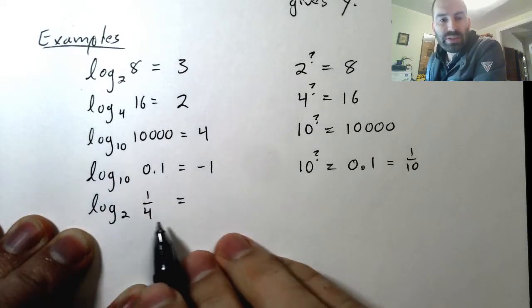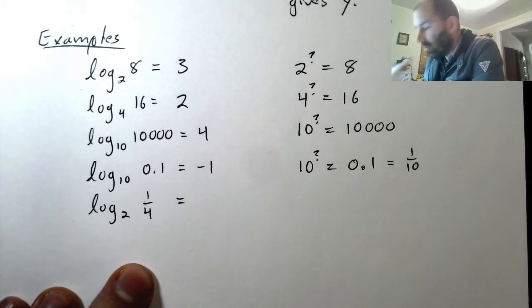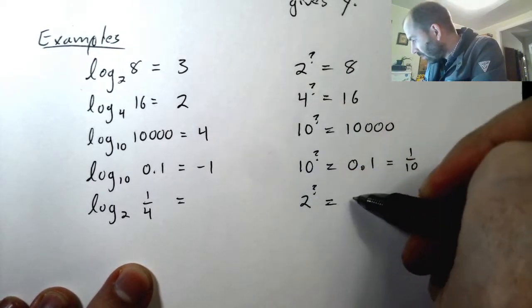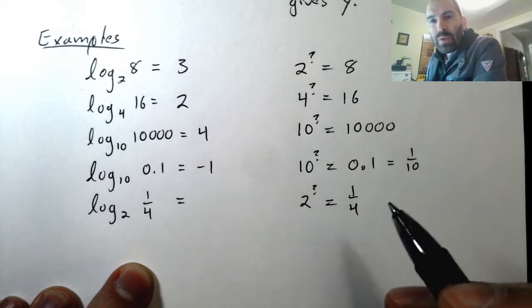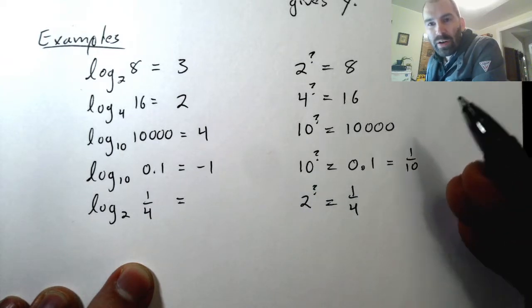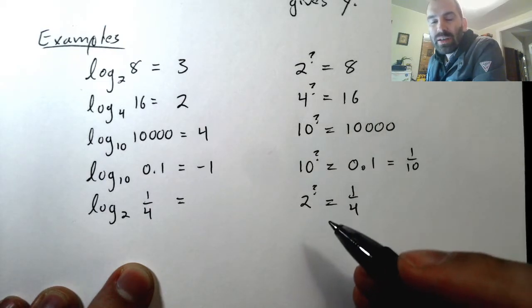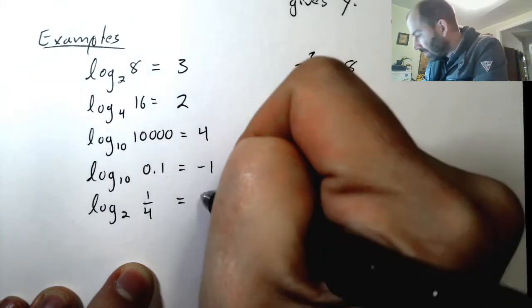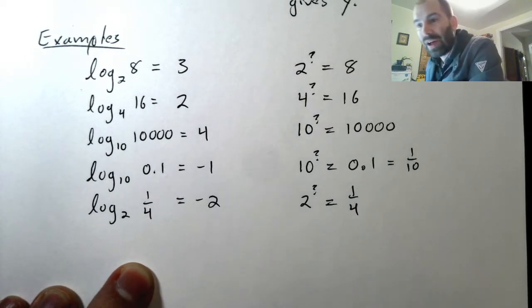What about log base 2 of 1/4? What's the exponent on 2 that would give me 1/4? Well, I know that 2 squared gives me 4, but I need it to end up in the denominator, so it must be a -2, right? Positive 2 would give me 4, -2 would give me 1/4. That's what negatives do. They send it to the denominator.